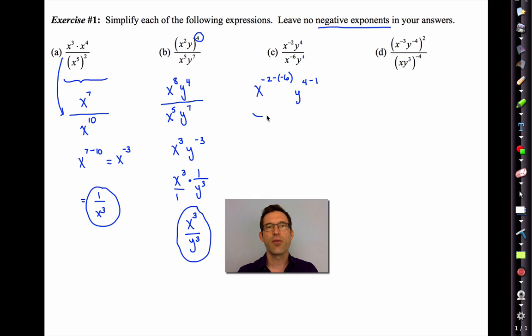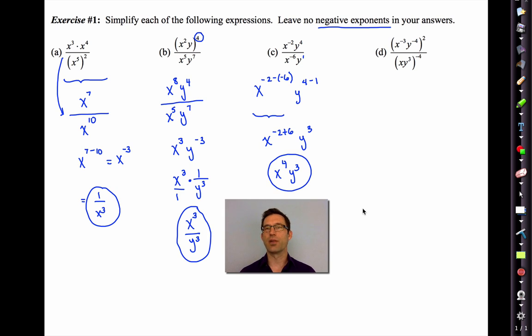All right. Now, of course, this is the one that's a little bit ugly, but let's remember that when we subtract a negative, we can turn that into addition. I think I'll just make this a y to the 3rd immediately. And negative 2 plus 6 is 4. So we get x to the 4th times y to the 3rd. That's not so bad.